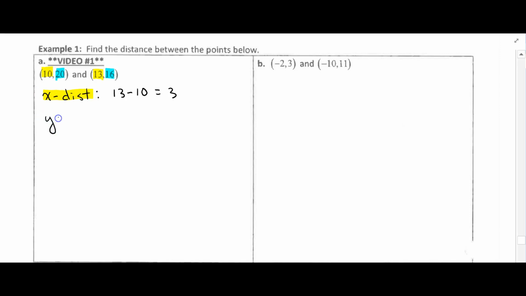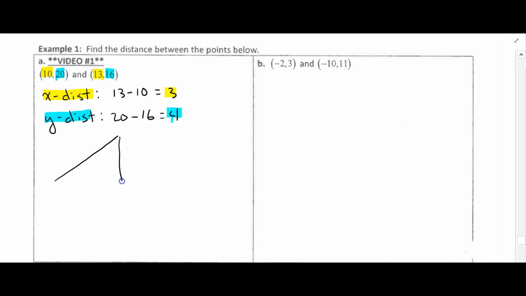And then I'm going to find my y distance, the distance between my 2 y coordinates. Those are the ones in light blue there. So that's 20 minus 16. Remember, subtract the smaller one from the larger one. That's 4. That's my y distance. That corresponds to the blue. That's the yellow. So what this boils down to is that I have a right triangle.